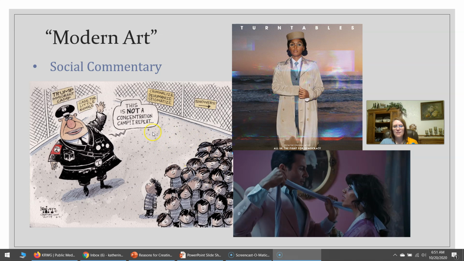And it's comparing these cages with children to Nazis and saying this is not a concentration camp, I repeat. I don't know if you remember watching the news during this time, but when this was big in the media, they were talking about how the kids were getting cultural expressions, and they all had places to sleep and they could bathe and stuff.